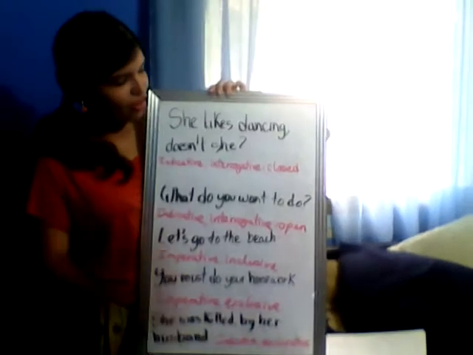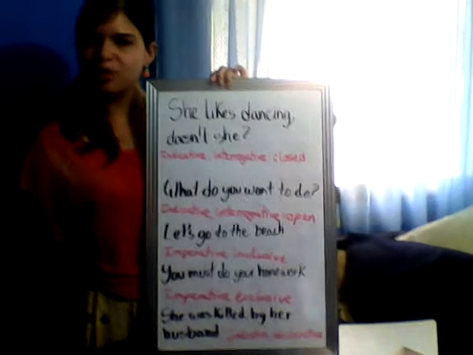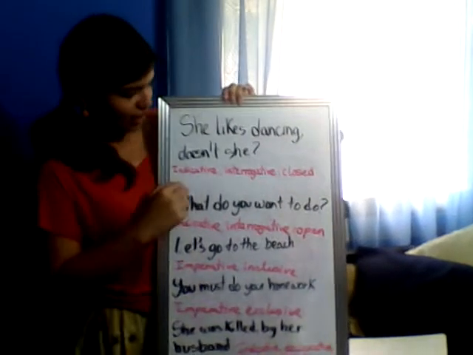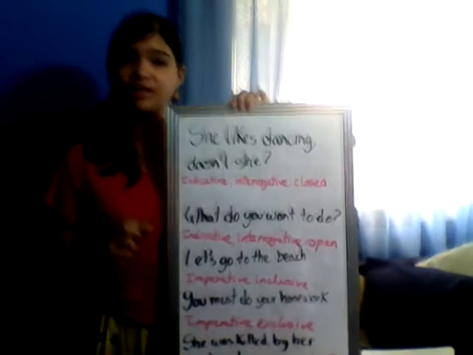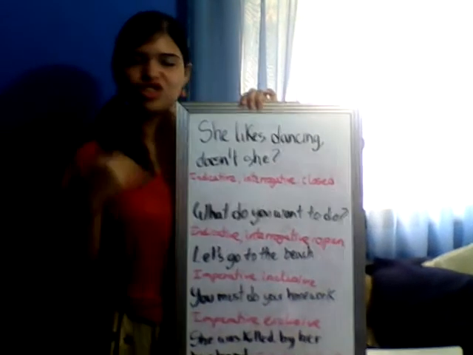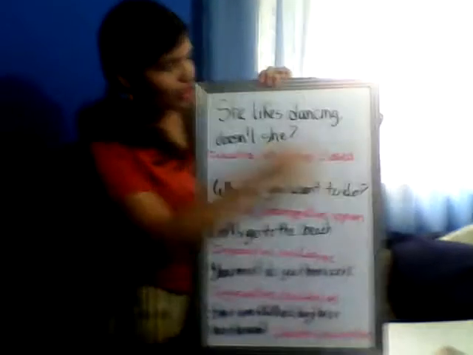So right now, I'm going to show you some examples and you're going to analyze this information. Now here we have these different examples. For example, the first one: she likes dancing, doesn't she? In this case, what do you think this is? Well, it's indicative, interrogative, closed. It cannot be declarative because you are requiring information. You're not just saying something. You're asking for something. And it is closed because you can just answer yes or no.